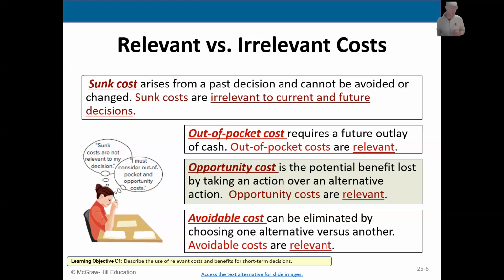The next is what we call out-of-pocket costs. These are costs that require a future outlay of cash, which is relevant for decision making. An example would be a future phone purchase to replace a current one. Here's my real life example.